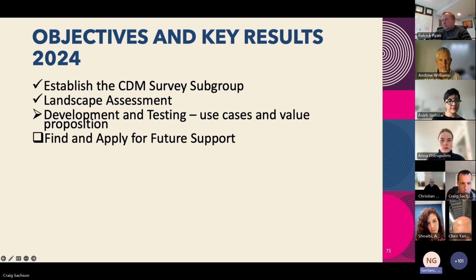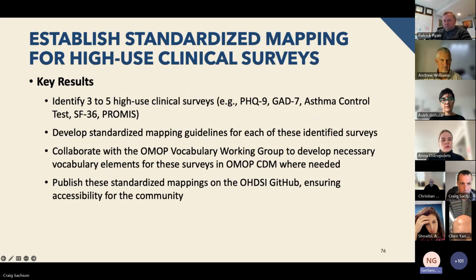And we started working on use cases, but really what we're moving forward with for 2025 is trying to relieve some of the pain points that were described in the landscape assessment. And of course, eventually support would be helpful for this. Okay, next slide. So we decided our first grab at some low-hanging fruit is going to be trying to do some standardized mapping for high-use clinical surveys. And this is basically because these types of surveys cross both the clinical EHR environment and the survey environment.